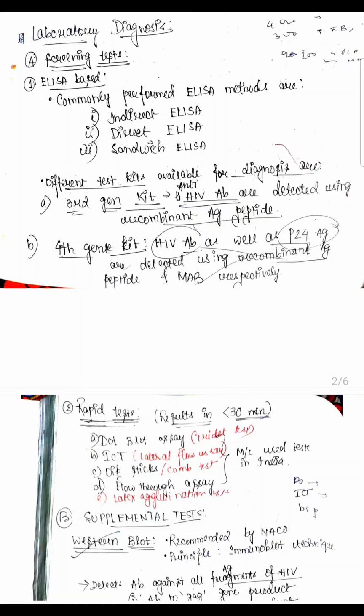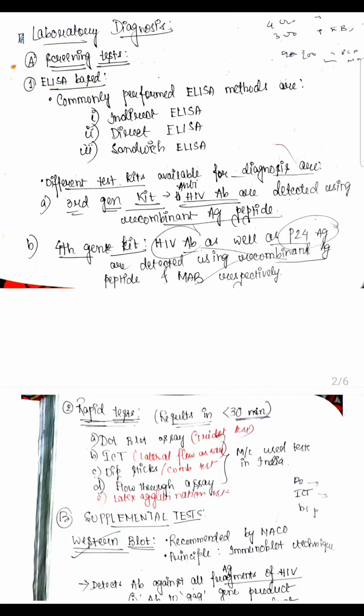So we need to maintain 3 C's. One is consent, one is confidentiality, and another is counseling. So these are the 3 C's we should follow. Now let's begin first with the screening test. The screening test is the ELISA based test.